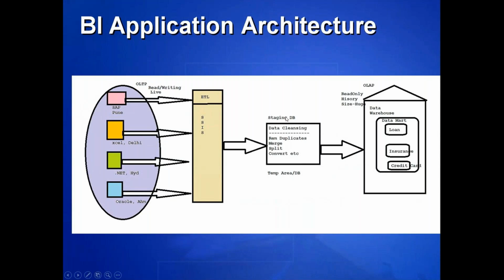Why a staging database? If we get any kind of bad data from the source, such as duplicate data, we need to split or convert some things while loading into the data warehouse. So why do we need to load into the staging database? Why can't we load the data directly by using SSIS into the data warehouse? We are going to see each and every thing in the coming sessions.